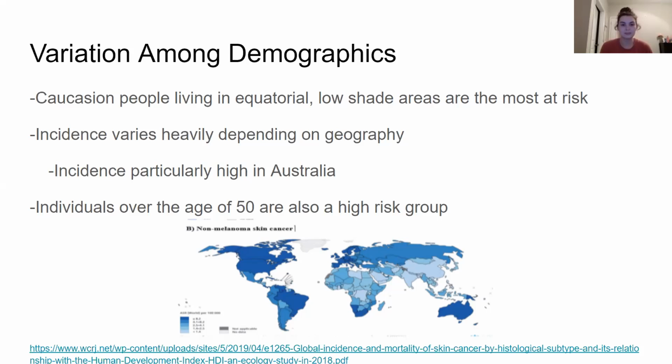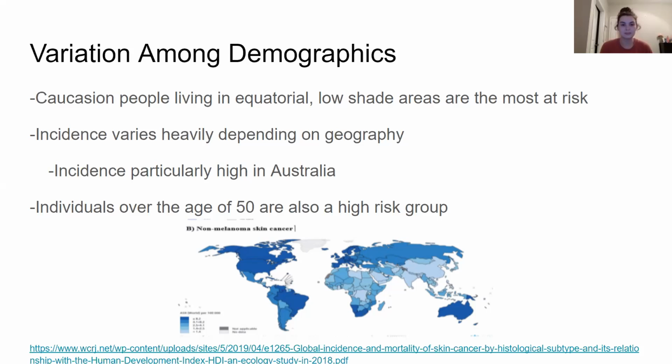And so it also varies heavily depending on geography. Equatorial areas with very little shade are going to have more UV exposure, as I'll get to, and particularly populations of fairer skinned people in those areas are going to be introduced to more UV, and they're going to have higher incidence rates there. Northern Australia is a particularly good example, with a very high incidence rate. And that is because of factors I listed.